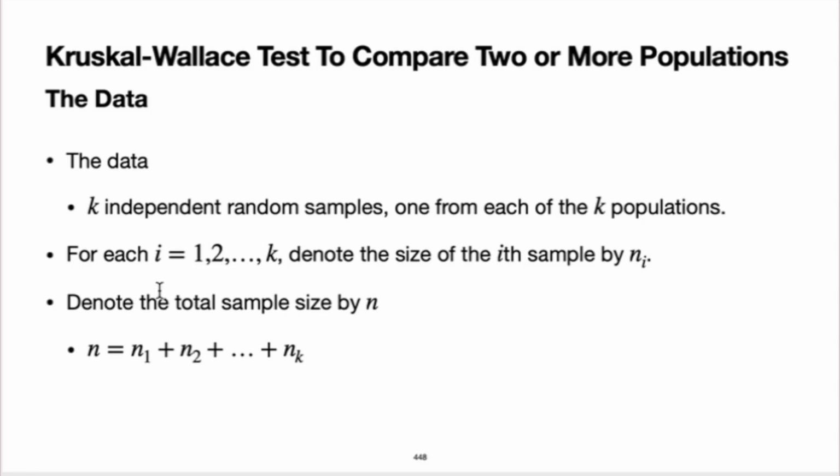And so the data: we've got k independent random samples, one from each of the k populations. For each i going from 1 up to k, we're going to denote the size of the ith sample by n sub i, and we will denote the total sample size by N without a subscript. N is just the sum of the individual sample sizes, and so that gives us the total number of observations in the data set.